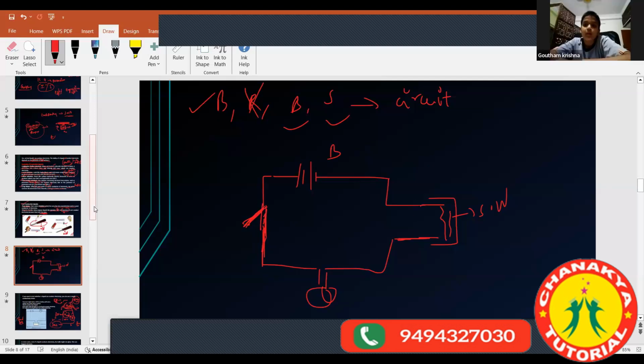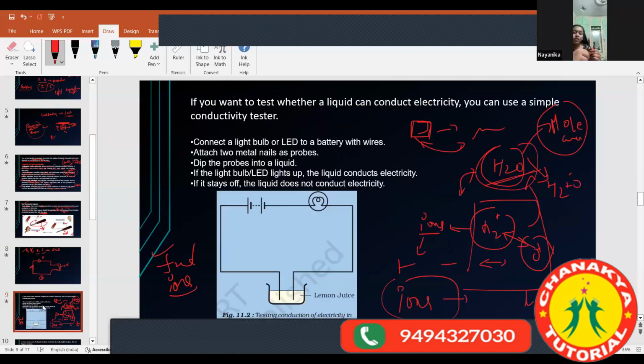The bulb will glow, ma'am. The current will flow. Why will the current flow? Ma'am, salt water is a great conductor of electricity. Very good. Let's see. Because there are free ions in the salt water, ma'am. Okay, correct. You're right.